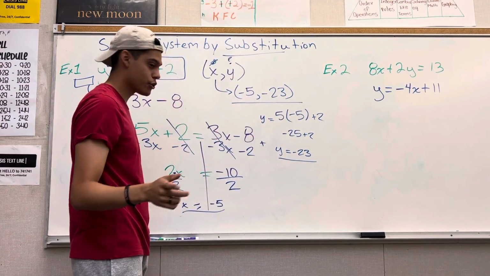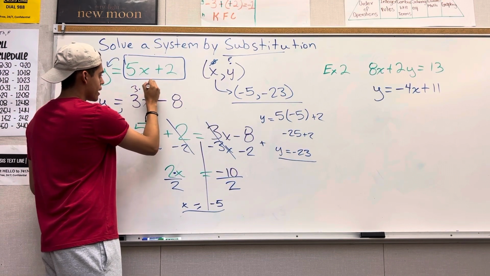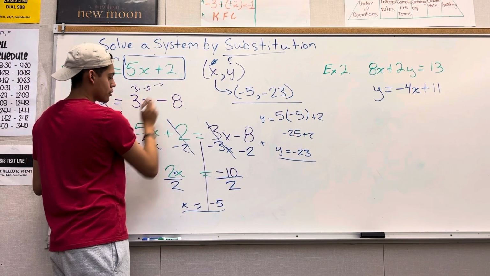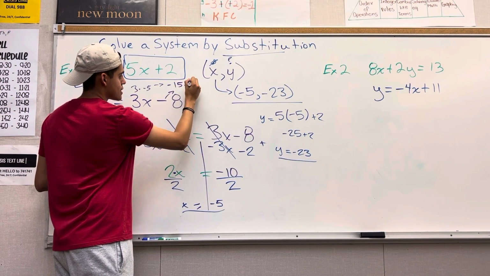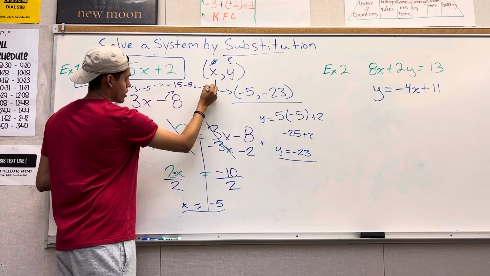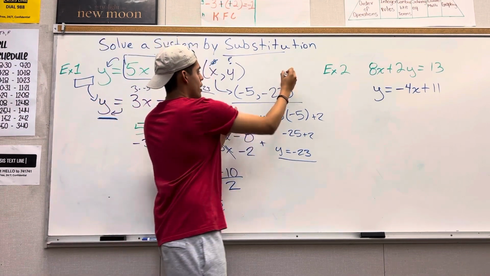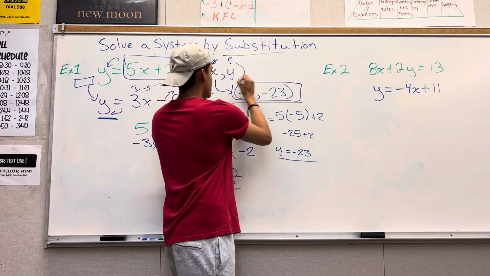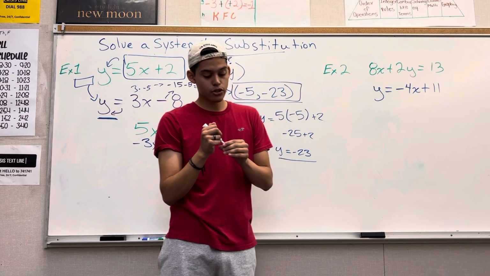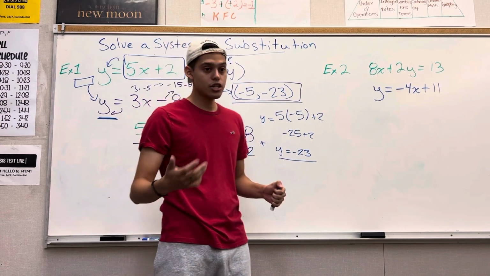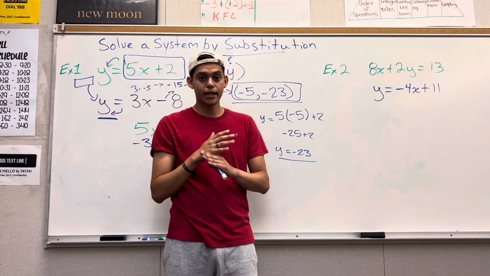I also want to show you guys that if you plug it into here, 3 times negative 5, this would give you negative 15, and negative 15 minus 8 would also give you negative 23. So it does not matter into what equation you plug it into, you are going to get the answer if you do it correctly. The coordinate negative 5, negative 23. If you guys plug it into Desmos or GeoGebra, you will see that the two lines intersect at that point.